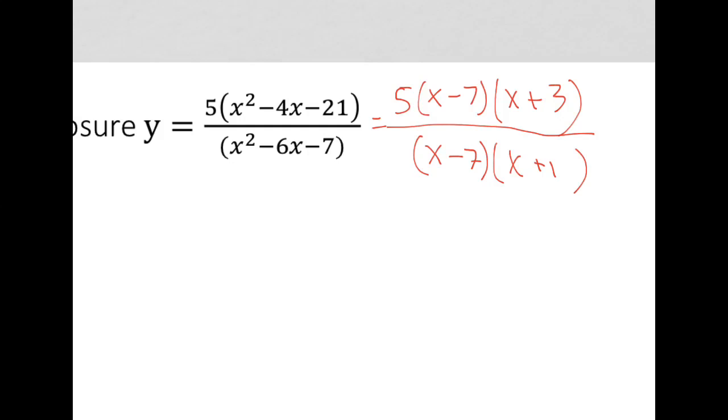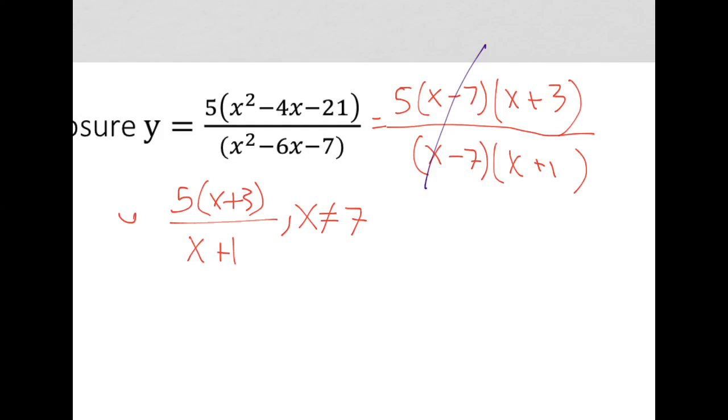Now, let's piece it all together. Recognize that we have a hole when x is 7, so that is going to eliminate. So really this is going to be the function 5 times x plus 3 over x plus 1 for x not equal to 7. It's a totally equivalent way to write that. That's going to help us know better what it looks like.